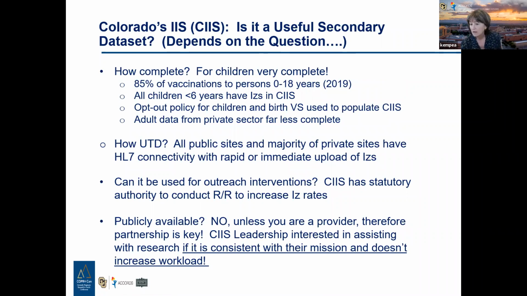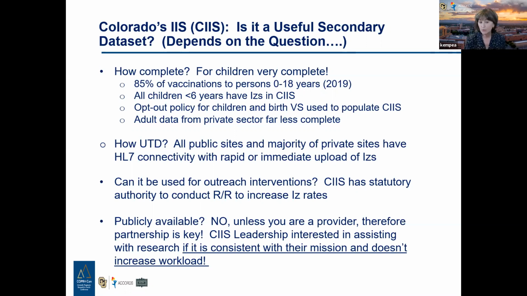So I'm going to focus now on Colorado's IIS, which is called CIIS. And, based on what Artie said, the first question is, is it a useful secondary data set for my question? And it depends on the question. So for us, we were looking at children. So how complete is the data set? Very complete. 85% of vaccines for children, according to data from 2019, are in CIIS. All children less than 6 have an immunization in the registry. Colorado is an opt-out state, so birth certificate data are automatically used to populate CIIS. All babies go into the CIIS registry, and parents have to go to their provider and opt their child out to be not in CIIS, and very few parents even know about how to do that, much less do it.